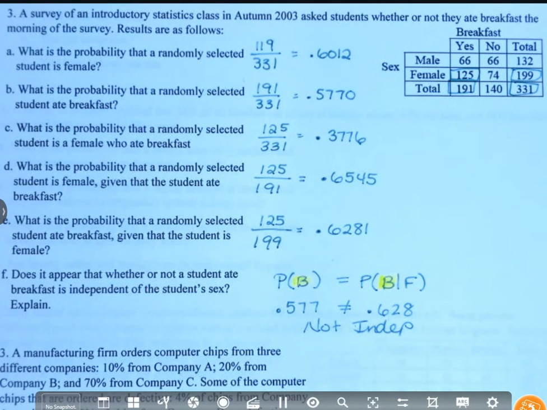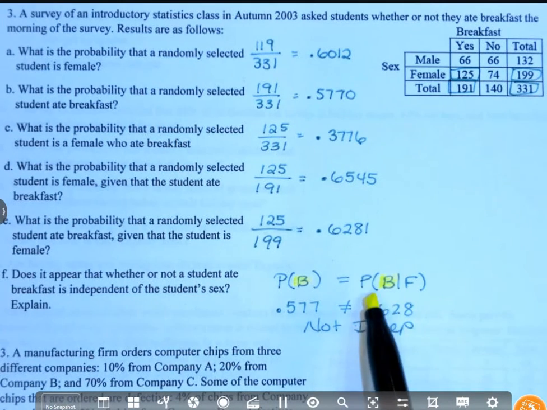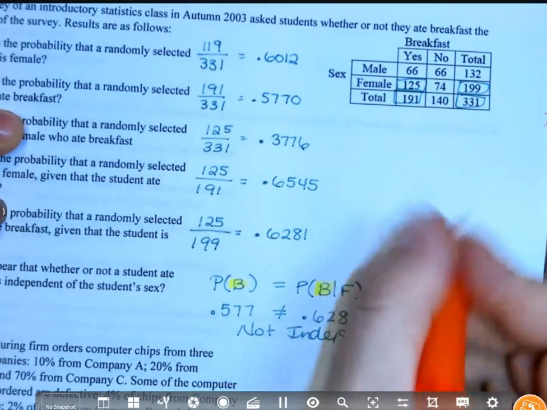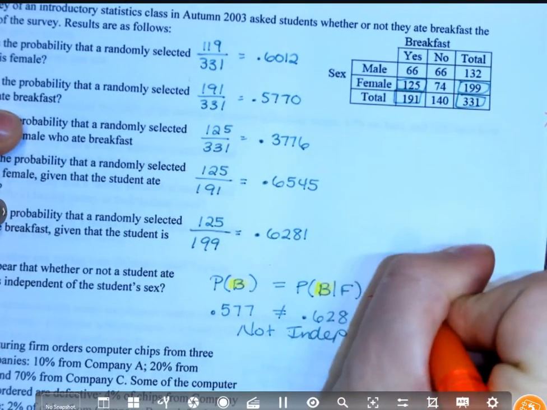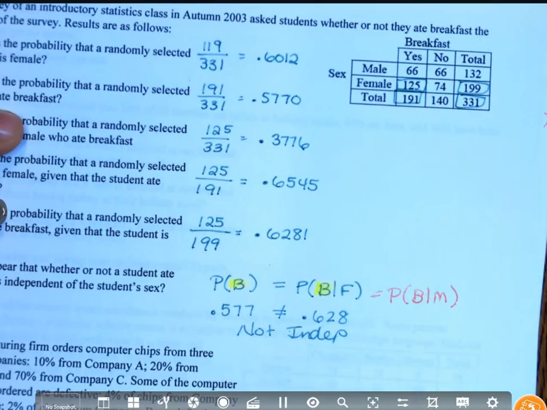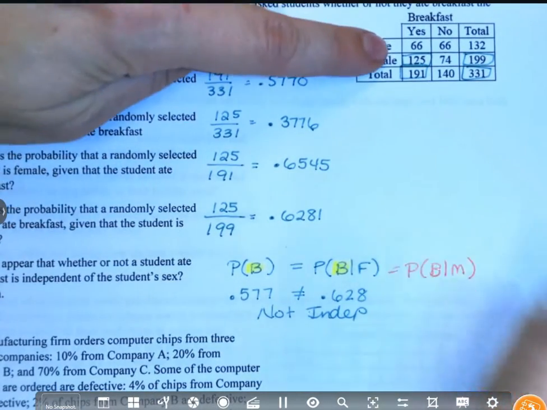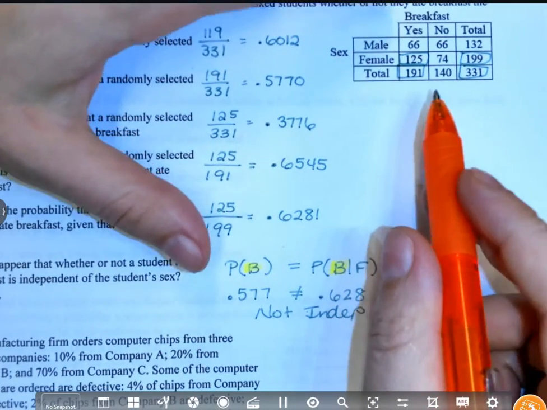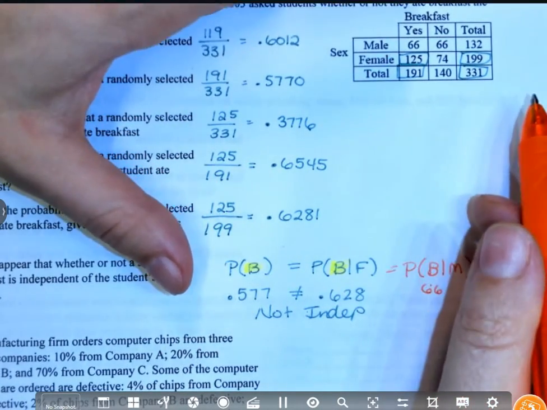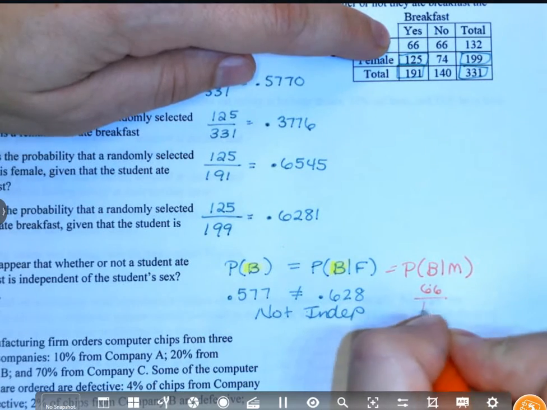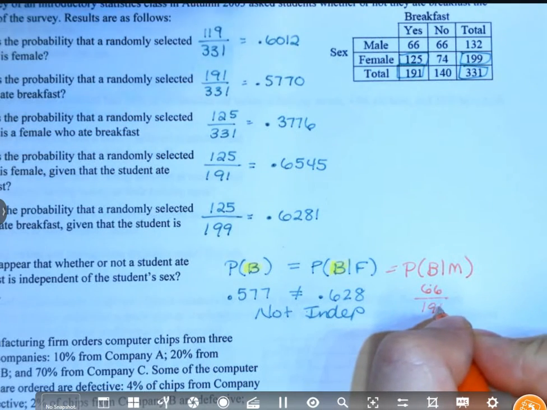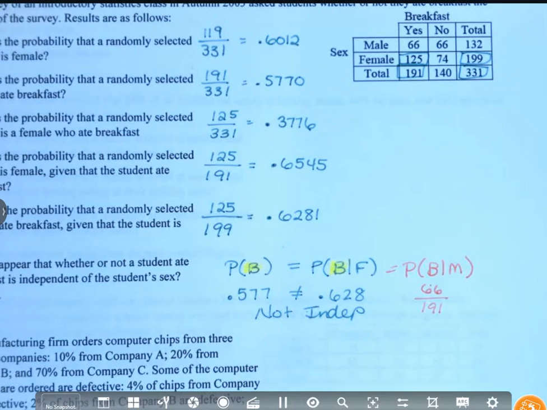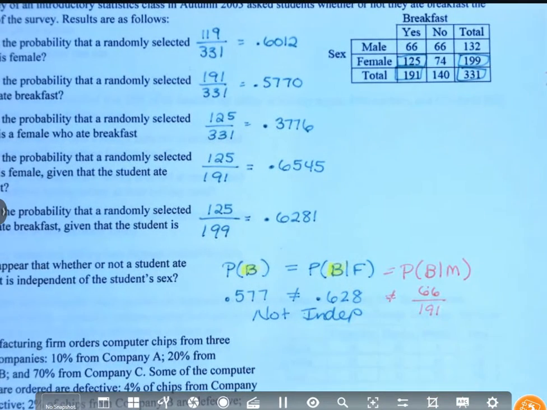Just because of the example that they chose, the way that they chose to do it, was they compared. And you could have done that. I could have compared this to the probability of having breakfast given you're a male. I could have done that, and that would have been 66 over breakfast 191. Which would have been, did I have that up here? I didn't. So I'd have to calculate that, and I would see that that's still not going to be equal.